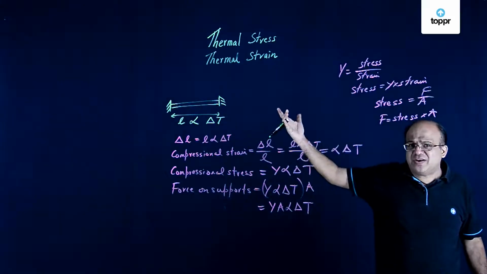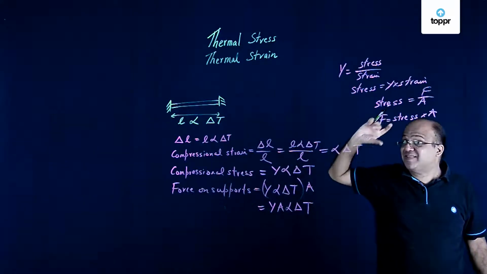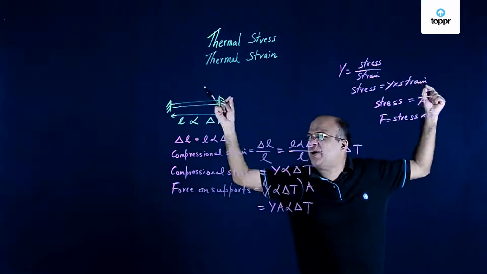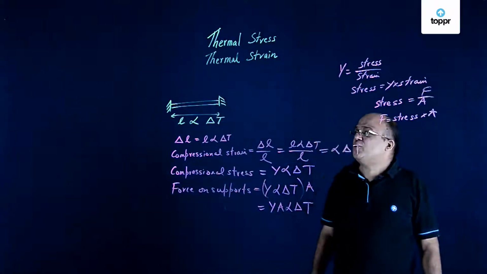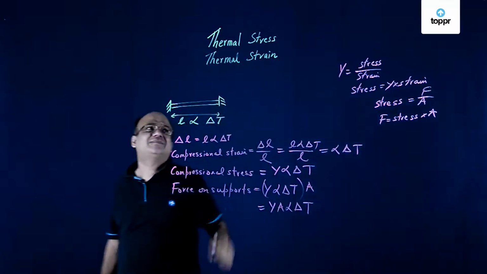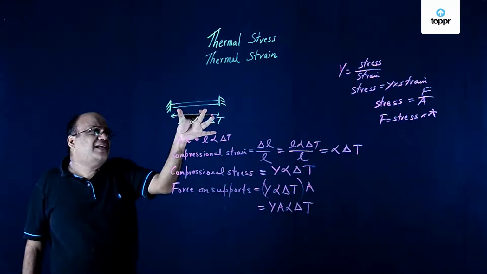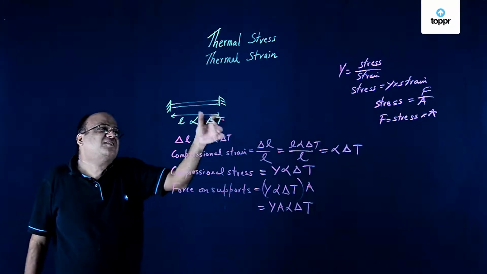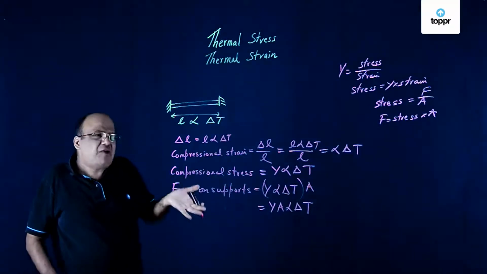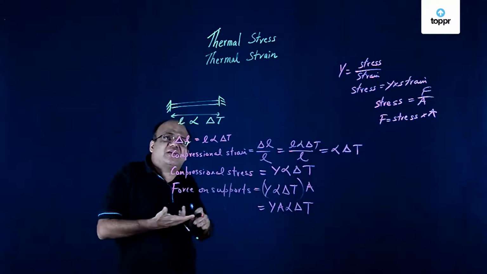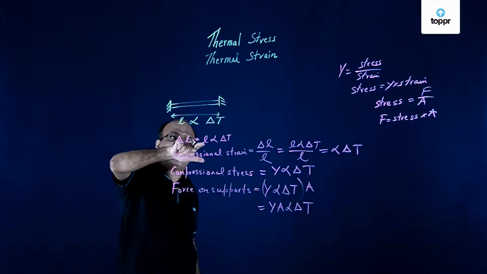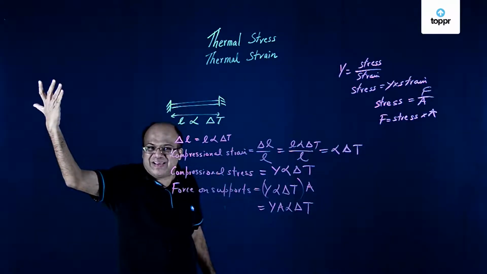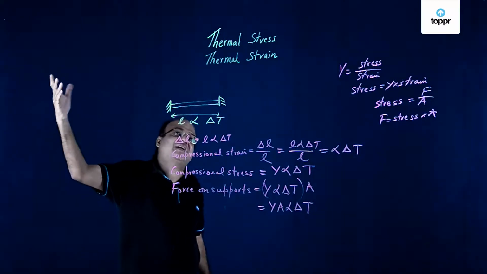So here we have learnt about thermal stress and thermal strain. A rod is say fixed between two walls. So this is a rod. L is the length of the rod, alpha is coefficient of linear expansion, delta T is the change in temperature. If the rod was free to expand, it would have increased in length by L alpha delta T, that you have learnt in thermal expansion chapter, right? Delta L equal to L alpha delta T.